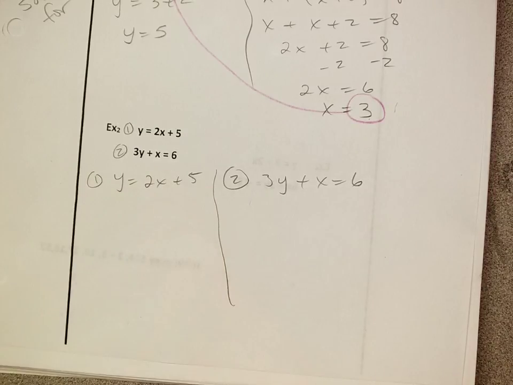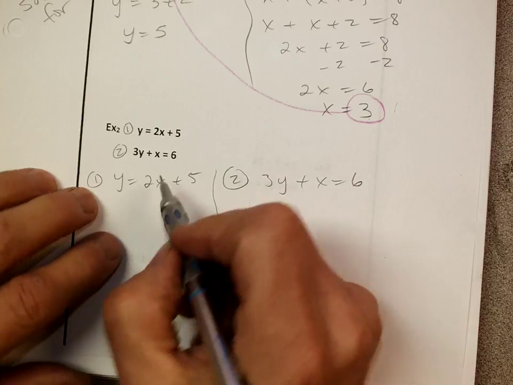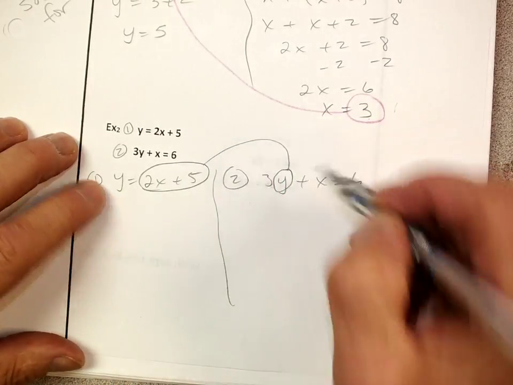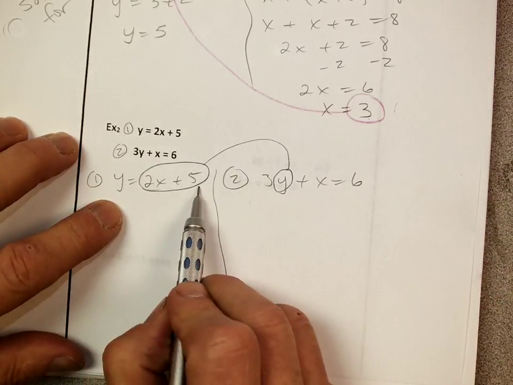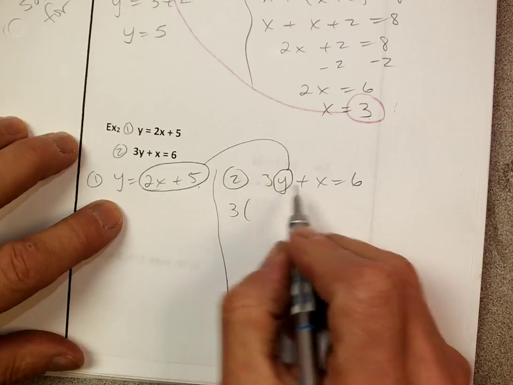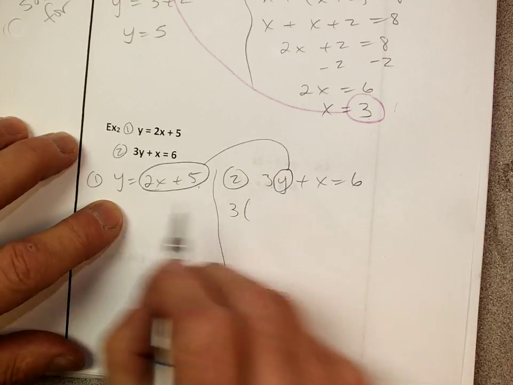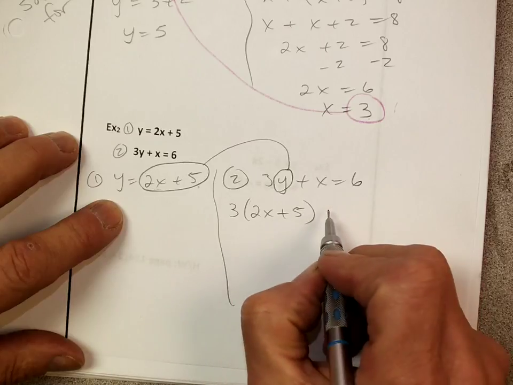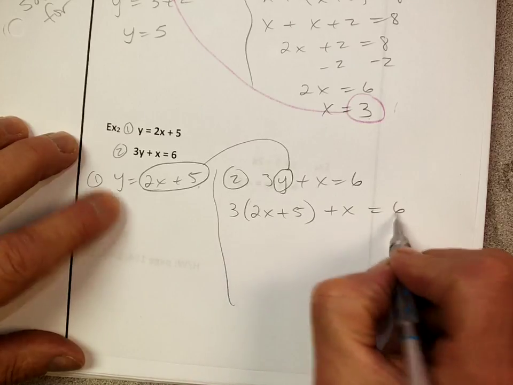I can make my substitution. So I'll take my 2x plus 5 and I'll just put it in for y. So instead of writing y, I'm going to write 2x plus 5 into equation 2. So let's rewrite this: 3, but instead of writing y, I make my substitution. 3 times (2x plus 5) plus x equals 6. Okay?